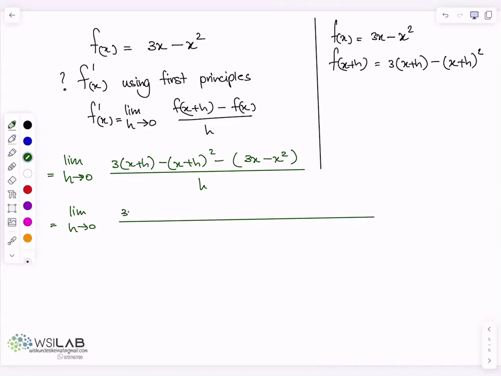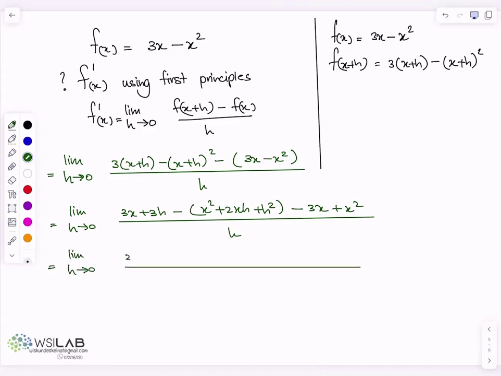Okay, so I have 3x plus 3h minus, I'm first going to do the multiplication. That's x squared plus 2xh plus h squared minus 3x plus x squared over h. So this is the limit where h tends to 0 of 3x plus 3h minus x squared minus 2xh minus h squared minus 3x plus x squared over h.